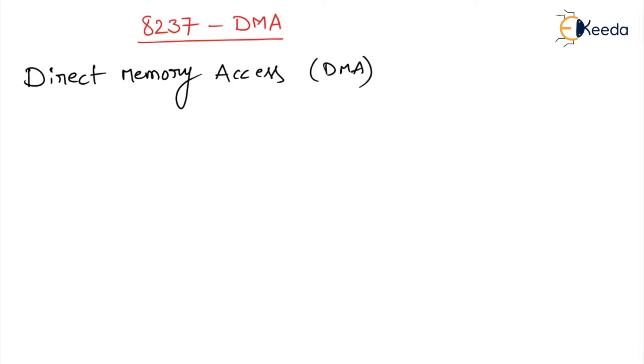Direct memory access is a method of allowing data to be moved from one location to another without intervention from the central processing unit. Remember, without intervention of the processor, we allow data to be moved from one location to another, and it is also a fast way of transferring data within the computer.